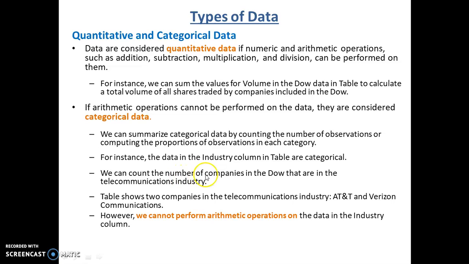So we can count the number of companies in the DOE that are in the telecommunications industry. The table shows 2 companies in the telecommunications industry, AT&T and Verizon Communications. However, we cannot perform arithmetic operations on the data in the industry column. Why? Because there is nothing numeric. Even though we have data, there are no numeric values, so we cannot do any arithmetic operations. But it is still data, so it comes under categorical data.